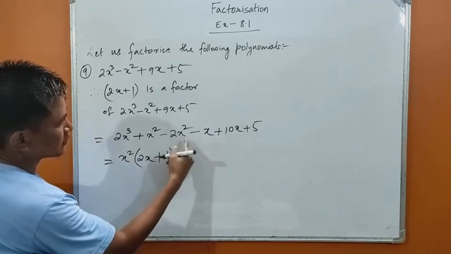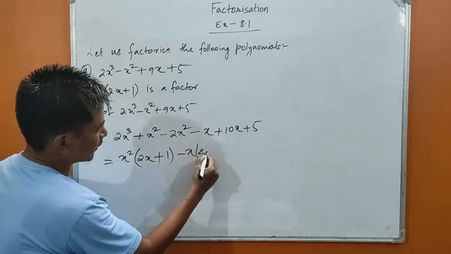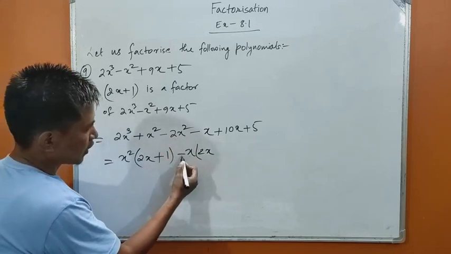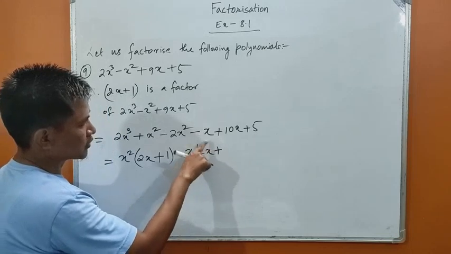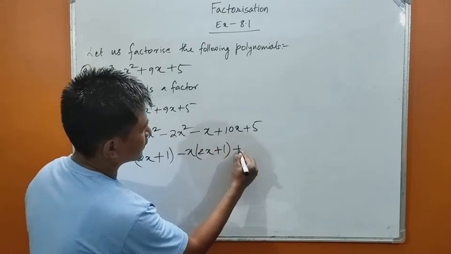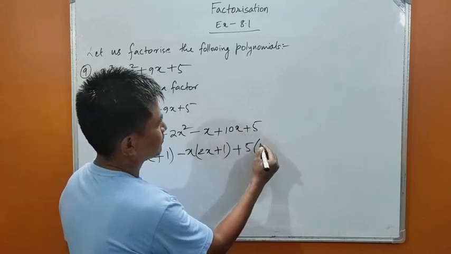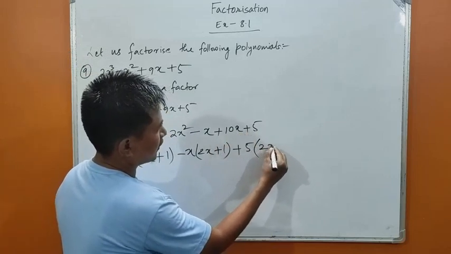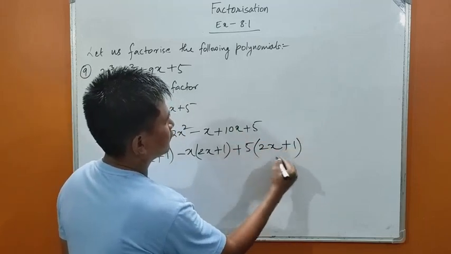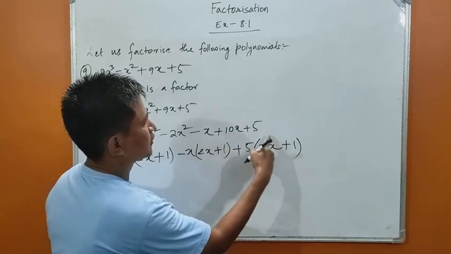From these two terms, let us take minus x common. X into 2x is 2x squared, minus into plus is minus, x into 1 is x. From these two terms I can take 5 common. Are you getting me? Yes. Let us take 5 common. 5 into 2x is 10x, plus 5 ones are 5.